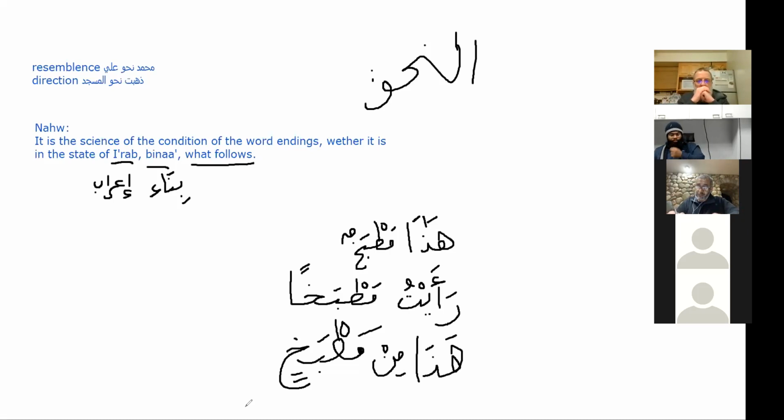But you see the word matbakh changed. Sometimes it has a dhamma, sometimes it has a fatha, sometimes it has a kasra. You can see that, right? Yes. So the changing from a dhamma to a fatha to a kasra, this is i'rab. The science of why is nahw.